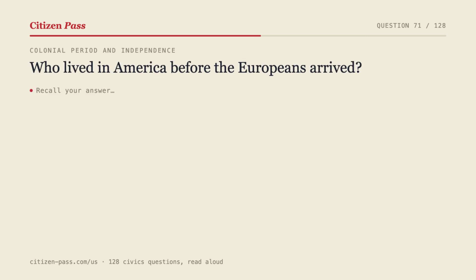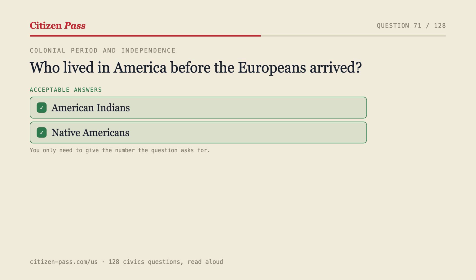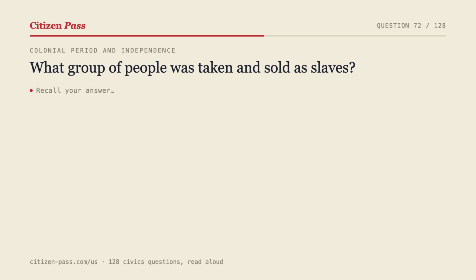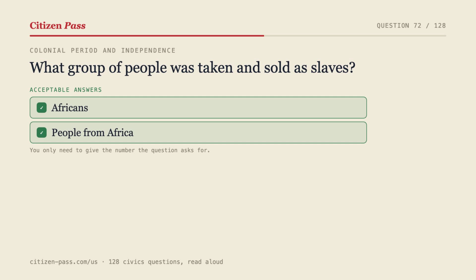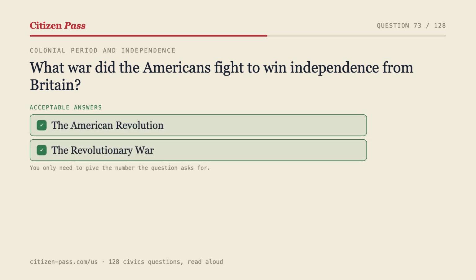Who lived in America before the Europeans arrived? Acceptable answers include American Indians or Native Americans. What group of people was taken and sold as slaves? Acceptable answers include Africans or people from Africa. What war did the Americans fight to win independence from Britain? Acceptable answers include the American Revolution or the Revolutionary War.